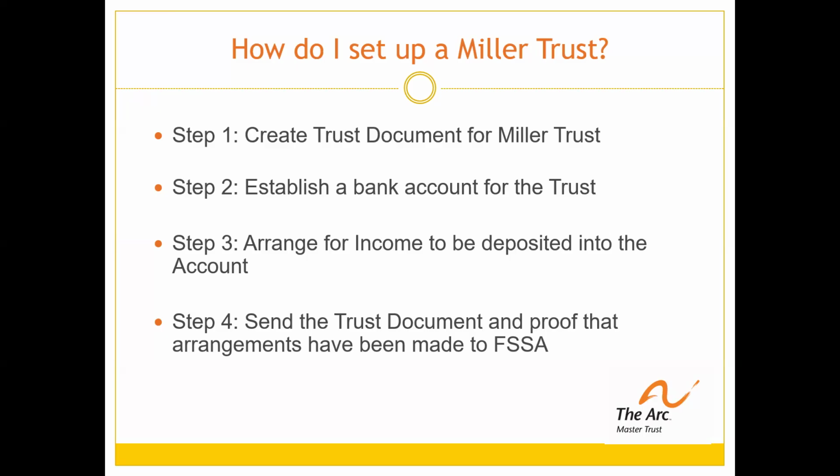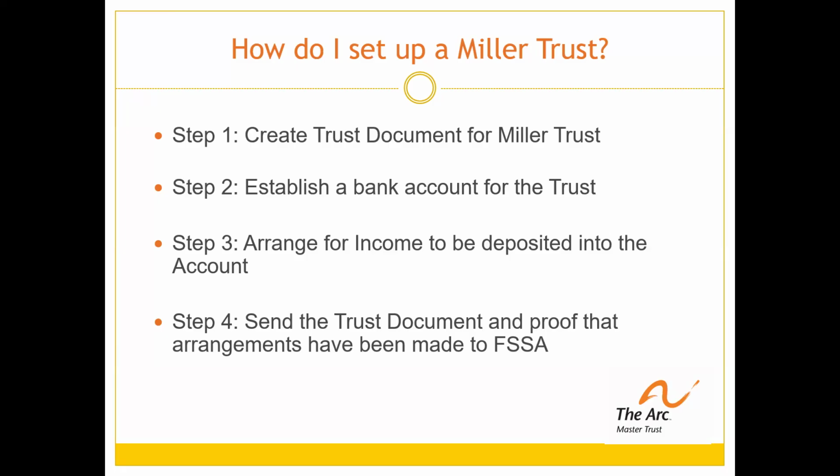If you do need to open a new account, some financial institutions may require small deposits as initial funding. A small amount of the beneficiary's money may be deposited into the new account in order to open it. The money that a bank requires as a deposit to open a new account is not counted as a resource or income to the beneficiary. Once the account is open, you can start depositing income into that trust account. Finally, documentation should be sent to FSSA to show that a Miller Trust has been established and that the income is being deposited.